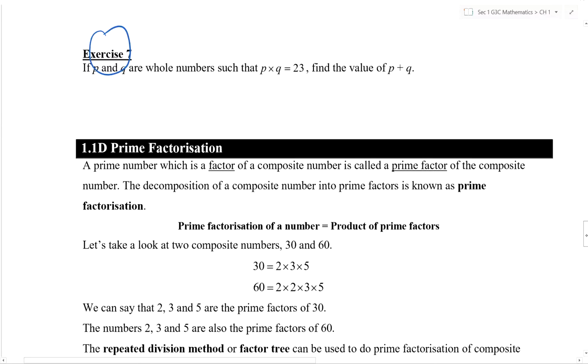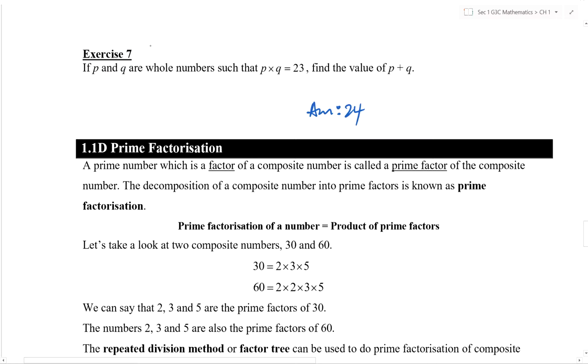Next, question 7. Okay, this one is interesting. Did you manage to figure this out? Okay, who thinks P plus Q is 24? Answer 24. Like this? Okay, it's the correct answer, but why must it be 24? Can there be any other answers? Why not?